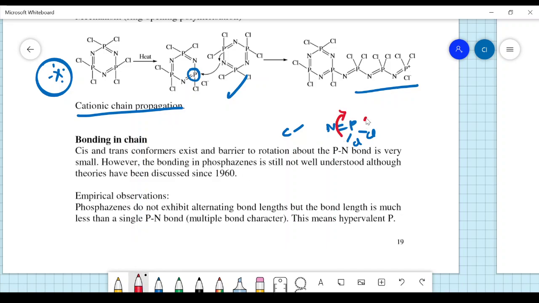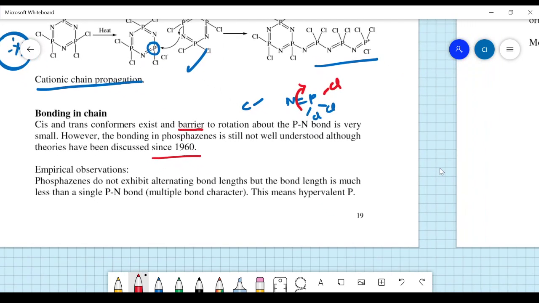But if you have a Cl here, rotation becomes restricted. So this is talking about the barrier between cis and trans conformers; the barrier to rotation is very small. Therefore, you can keep on rotating. However, the bonding in phosphazenes is still not understood. Theories have been discussed since 1960, but it is still not clear how the cis and trans isomers have the same type of properties.